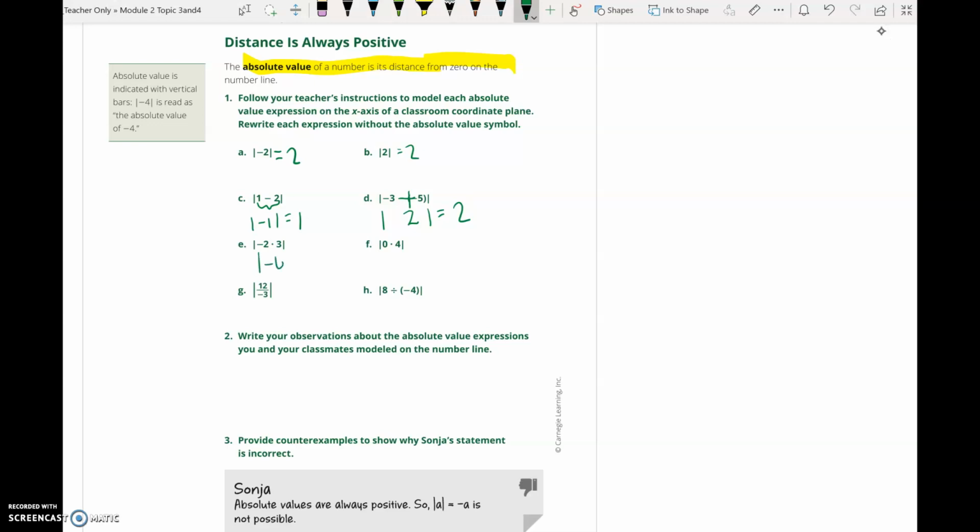-2 times 3 is -6. So this would be 6. 0 times 4 is 0. The absolute value of 0 is just 0. 12 divided by -3 is -4, and the absolute value of that is 4. And then 8 divided by -4 is -2. The absolute value of that is 2.